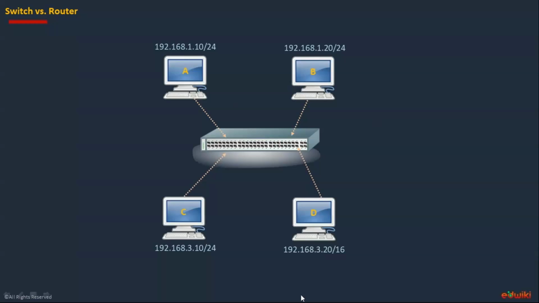You have all the information handy, right? So can server A communicate with server C in this example? The answer is no. The reason is server A is in the 192.168.1.0 network. Server C is in the 192.168.3.0 network. Both are two different networks, right?